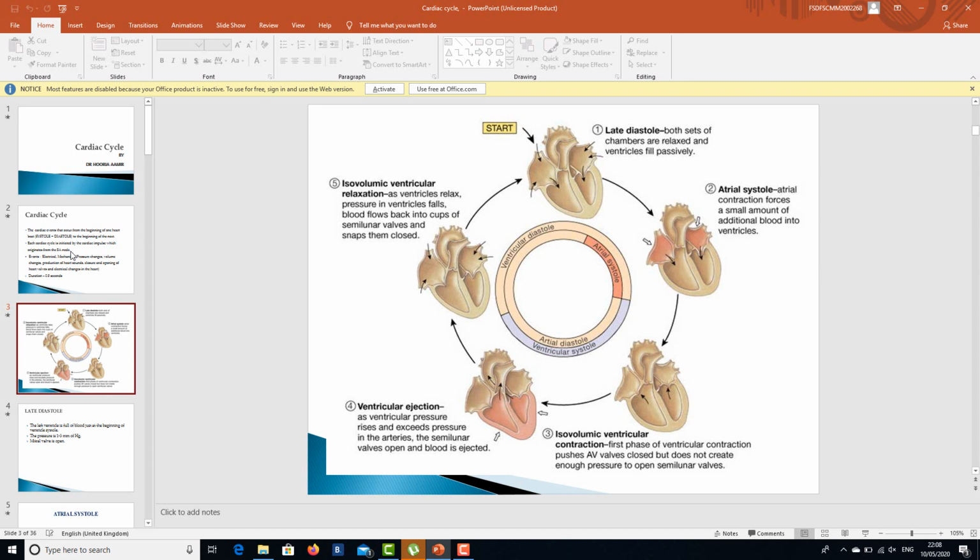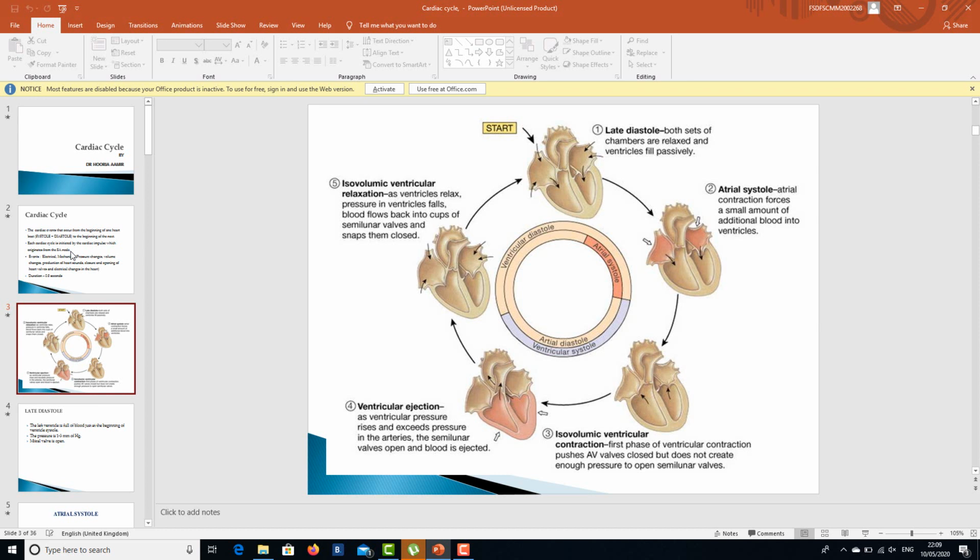Now then, when the blood goes to the ventricles, there is a period of ventricular contraction. This actually has two portions. One is the isovolumetric ventricular contraction, and the other phase is the ventricular ejection. During the first phase of ventricular contraction, the atrioventricular valves are closed, but it does not create enough pressure to open the semilunar valves, right?